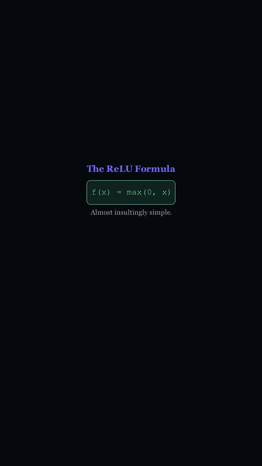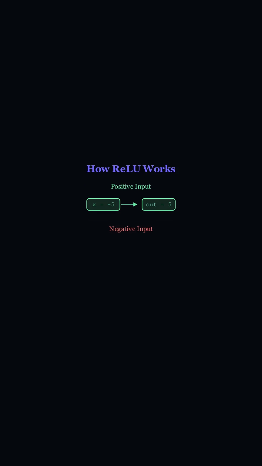ReLU stands for Rectified Linear Unit. The formula is almost insultingly simple. f(x) = max(0, x). That's it. If the input is positive, pass it through unchanged. If it's negative, kill it. Output 0. Positive pass, negative 0.